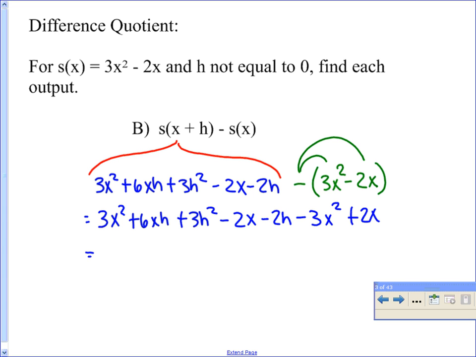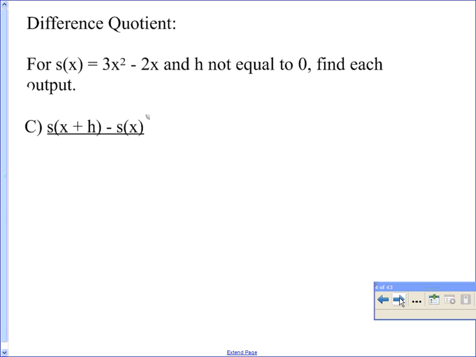And now from here we're just combining like terms. So you've got the 3x squared and the negative 3x squared. They cancel each other out. You've got the negative 2x and the positive 2x that cancel each other out. So we're left with 6xh plus 3h squared minus 2h. And again, it doesn't matter what order these terms are in. So now that we have that, let's move on to the next one.